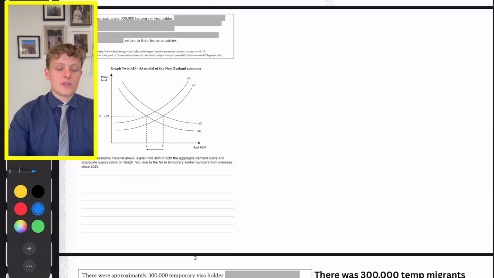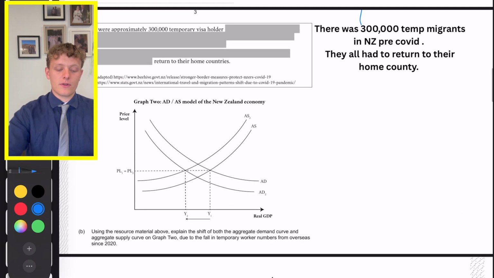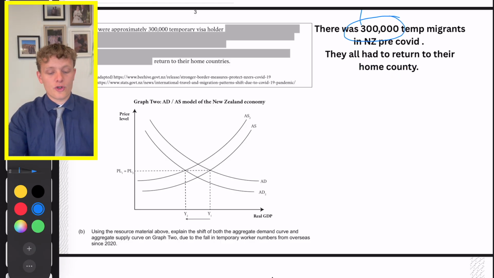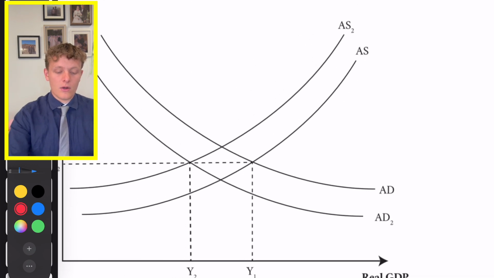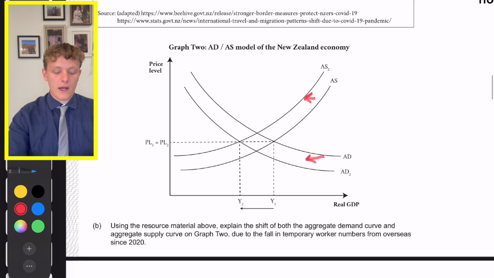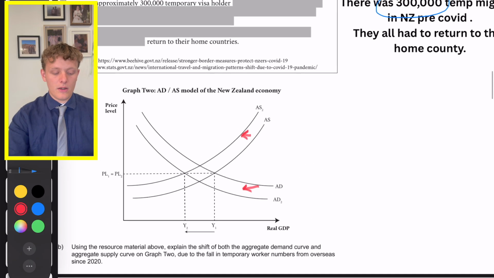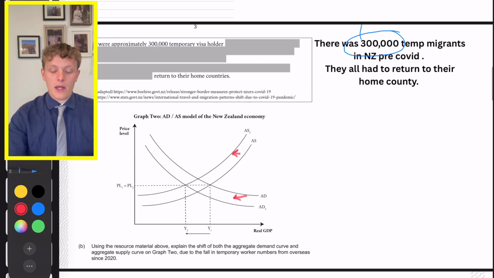Question 2. There was approximately 300,000 temporary visa holders. In fact, I can just skip down. This is our page here, but I can skip down until it's zoomed in. Approximately 300,000 temp migrants pre-COVID, and they all had to return to their home country. So for us, there's 2 shifts here. Our first one is our shift in AS going backwards, and then also a shift in AD going backwards. So they're both going backwards.